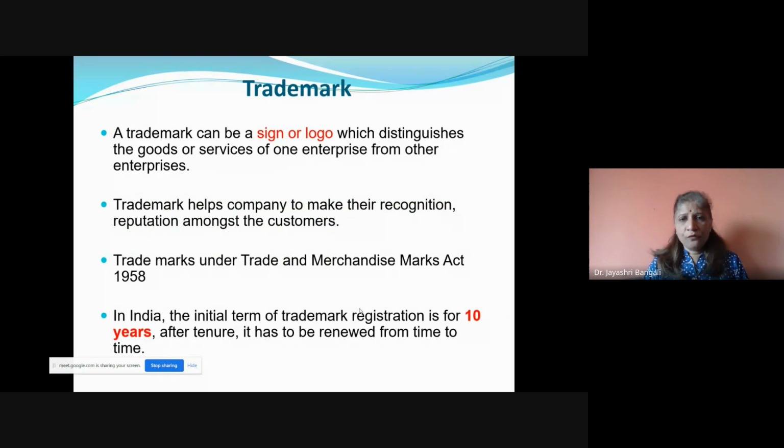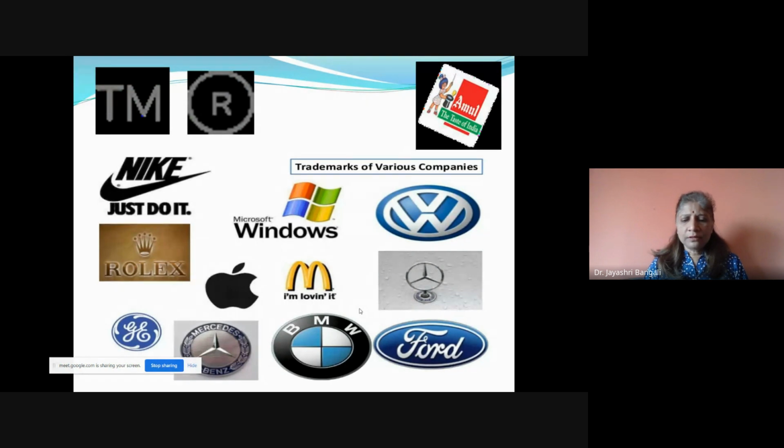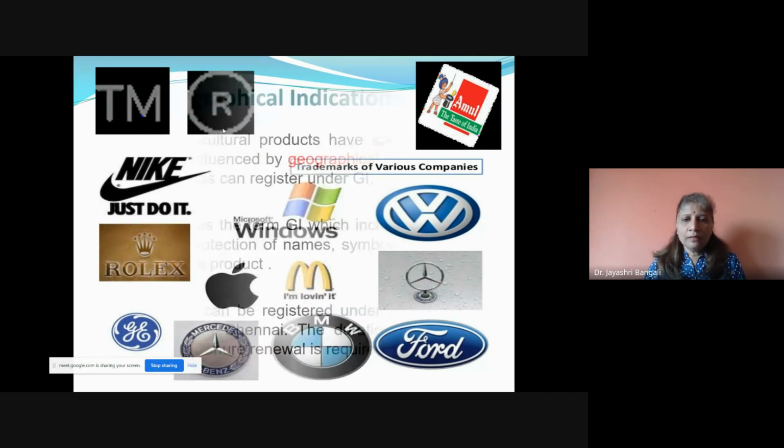The second type of IP is the trademark. You might have heard of this. A trademark can be a sign or logo, and a trademark helps a company build its recognition and reputation. We have seen many trademarks around us, starting from Nike, then McDonald's, BMW, Ford, then Amul. This TM, or this R in a circle, indicates that that particular name is a trademark of a particular company, and you cannot use this. So this is the trademark.